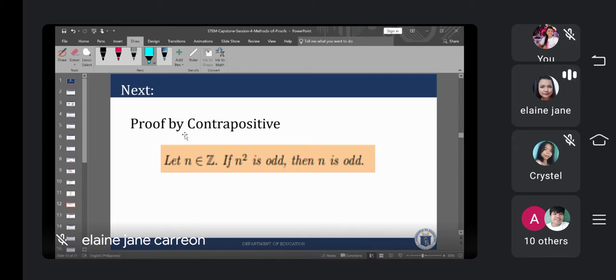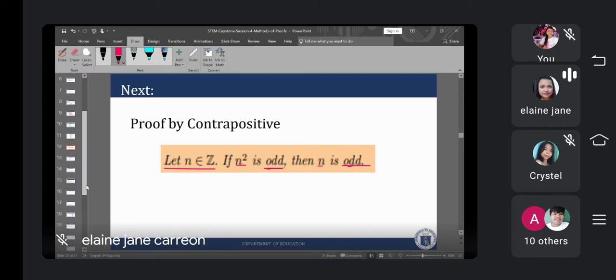So, now, proving by contrapositive, ibig sabihin, you are negating both statements. So, let's have this statement. Let n be an element of Z. Ano kasi si Z? Integers, positive and negative, including 0. If n squared is odd number daw si n squared, then n is also odd. Pwede ba yon? Let's prove.